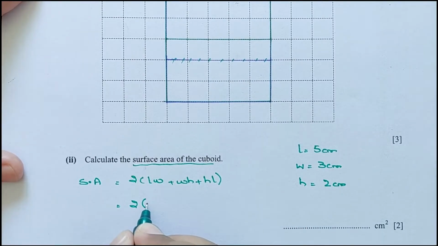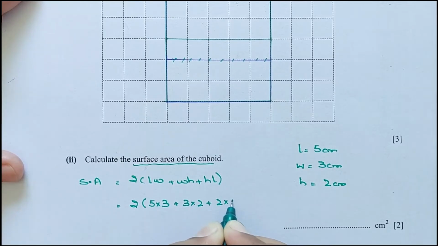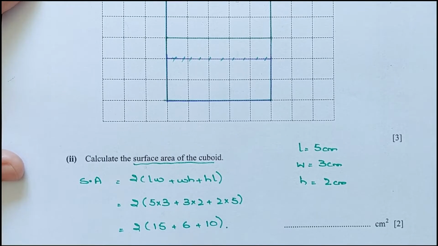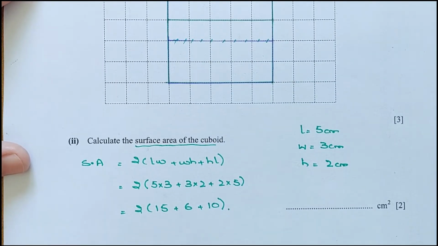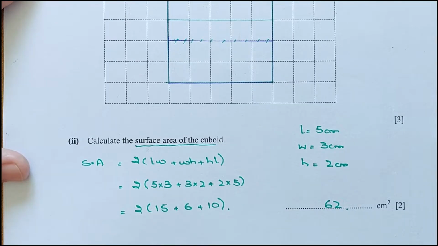Let me plug in the values. Length and width are 5 times 3, plus width and height are 3 times 2, plus 2 times 5. So 5 times 3 is 15, 3 times 2 is 6, 2 times 5 is 10. Let me calculate the surface area. 15 plus 6 plus 10, times 2, which is 62. 62 centimeter squared is the surface area of this cuboid.